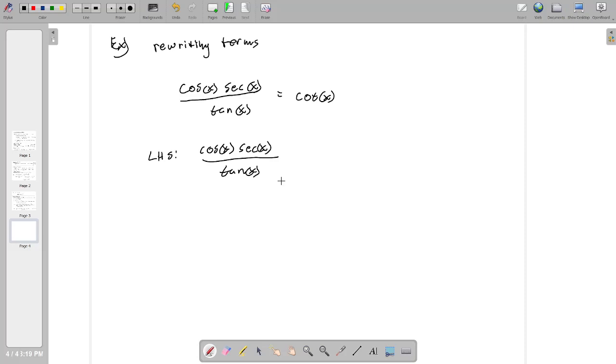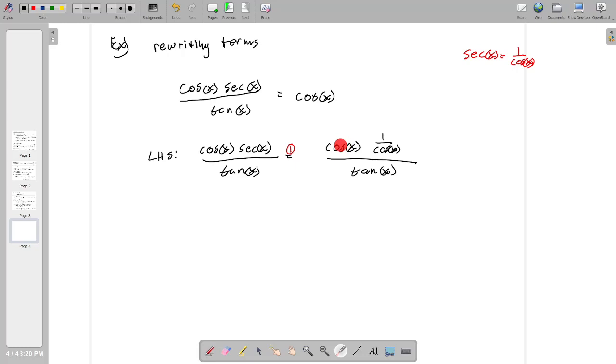Okay. Now, we don't write the right-hand side. We just write the left-hand side, and we try to manipulate this in some way in order to change the form of this expression. So here what I'm going to do is change secant into 1 over cosine. Because remember, secant of x is equal to 1 over cosine of x. So here we would end up with cosine of x times 1 divided by cosine of x, divided by tangent of x, is what we're left with.